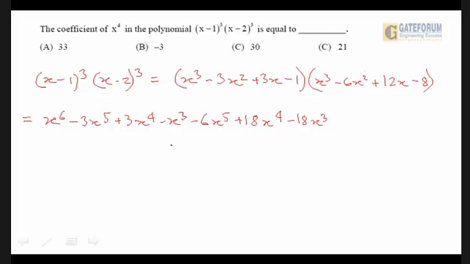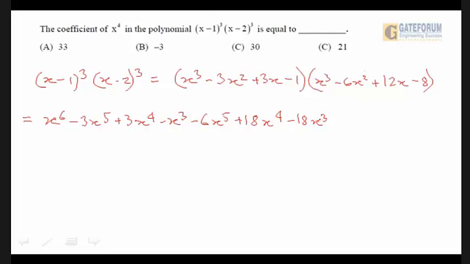Sir, do we need to solve the whole equation? Can't we just find out the x to the power 4? Yes, you can do that. You can obviously do that, and it's not necessary to do all of it. What have they asked for? x to the power 4. Yes, only the x to the power 4 term can be found.